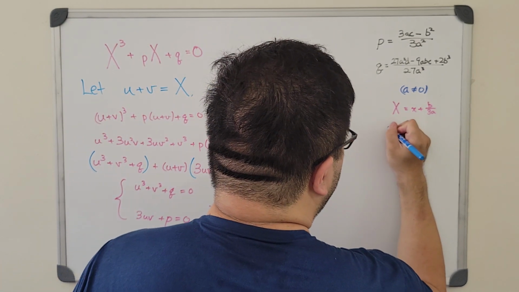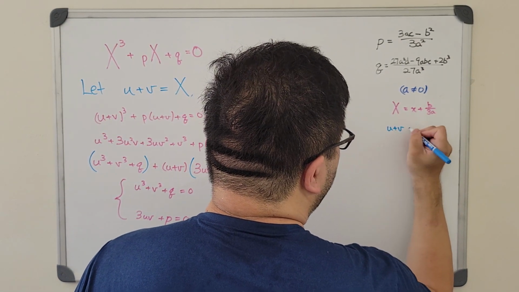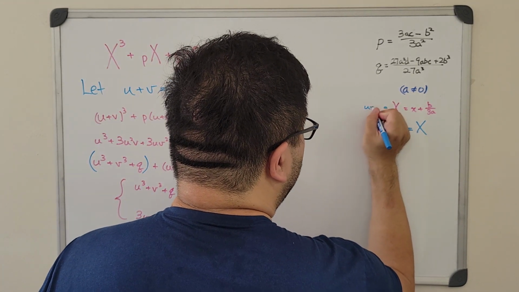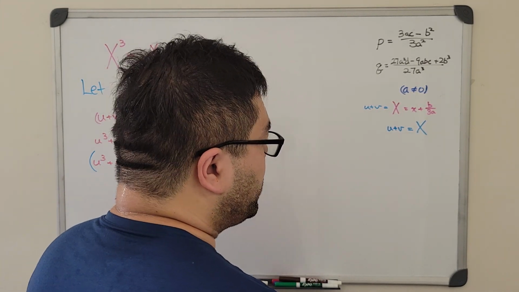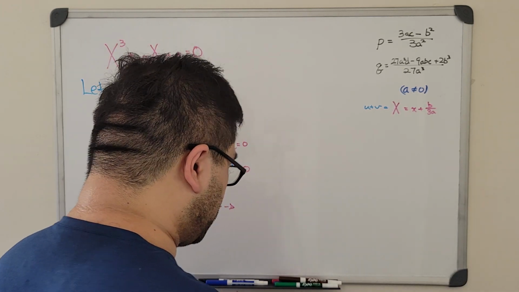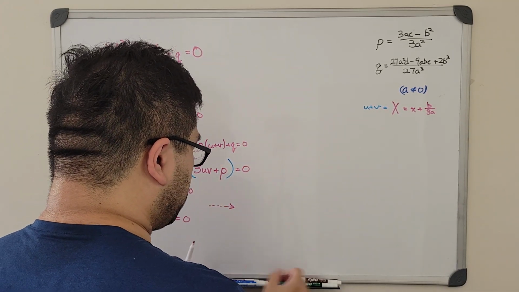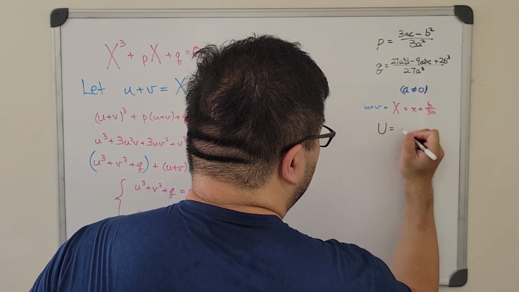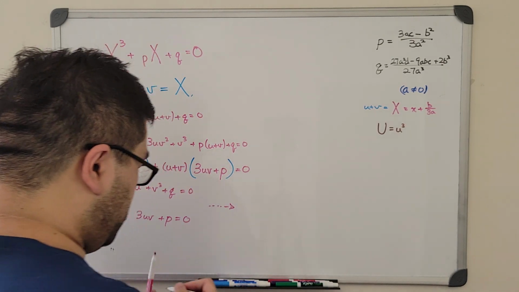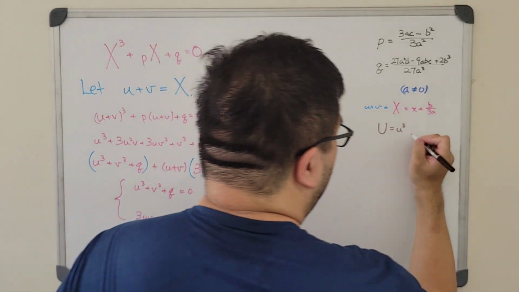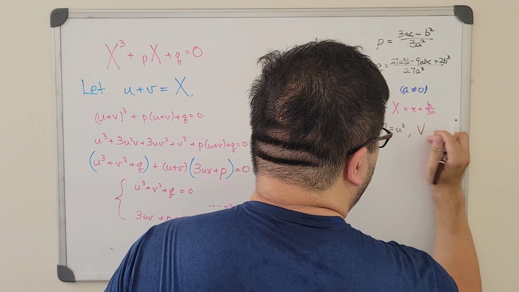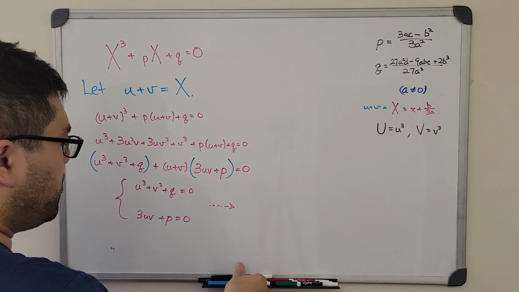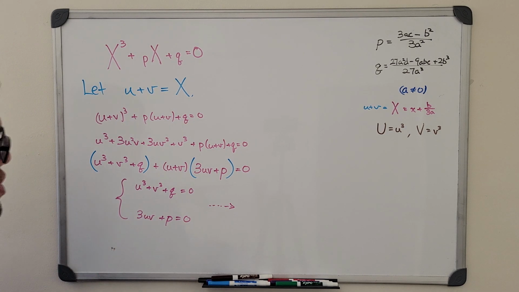So keep in mind, at this moment we have u plus v equals capital X. So we might as well just put it right here. And then we're going to do a quick substitution again. So this time we're going to let capital U be u cubed, and capital V be v cubed. So what would the system of equations turn into?